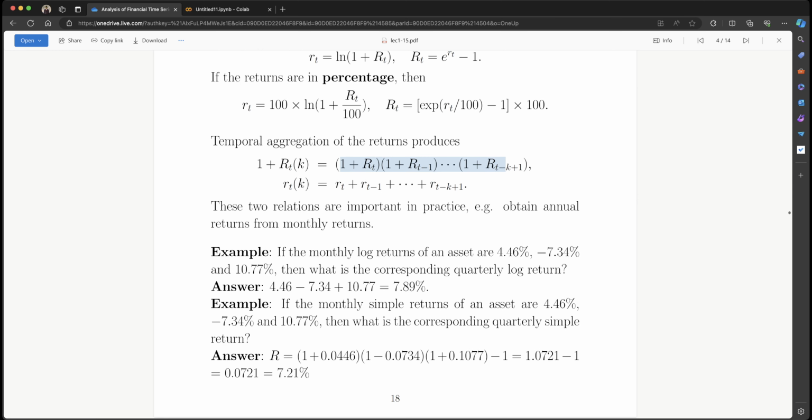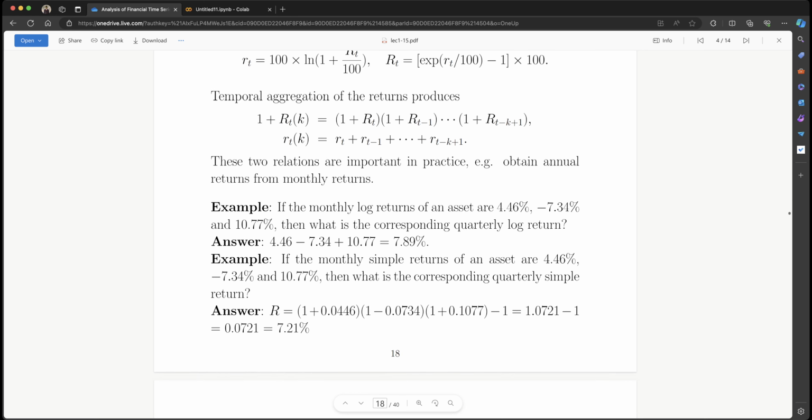Example: if the monthly log returns of the asset are 4.46%, -7.37% and 10.77%, then what is the corresponding quarterly log return? This is log return, so we can simply add them up. If the monthly simple returns are 4.46%, -7.36% and so on, then what is the corresponding quarterly simple return? Then we have to compound and then subtract 1, so we have this.